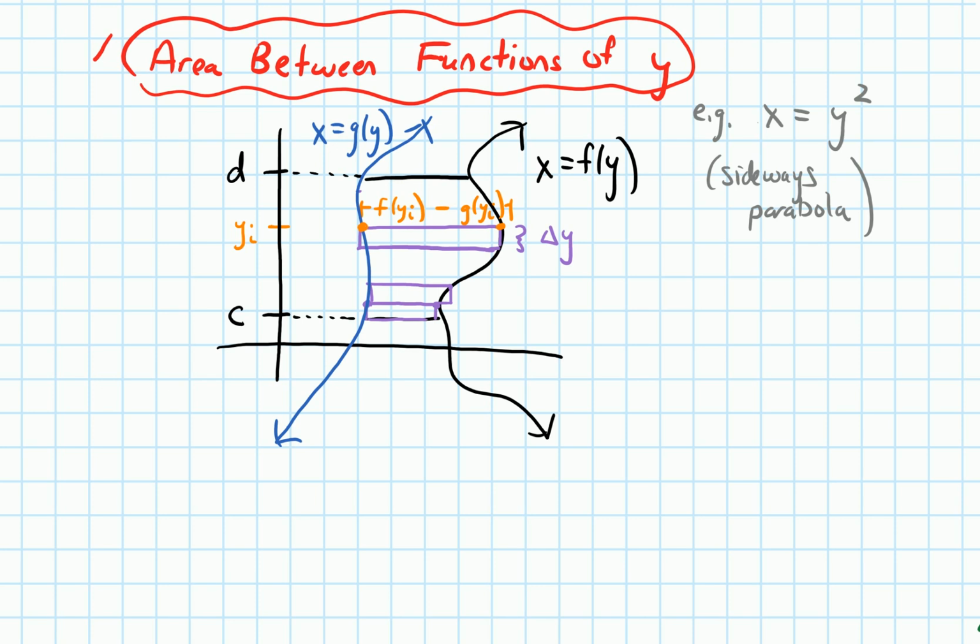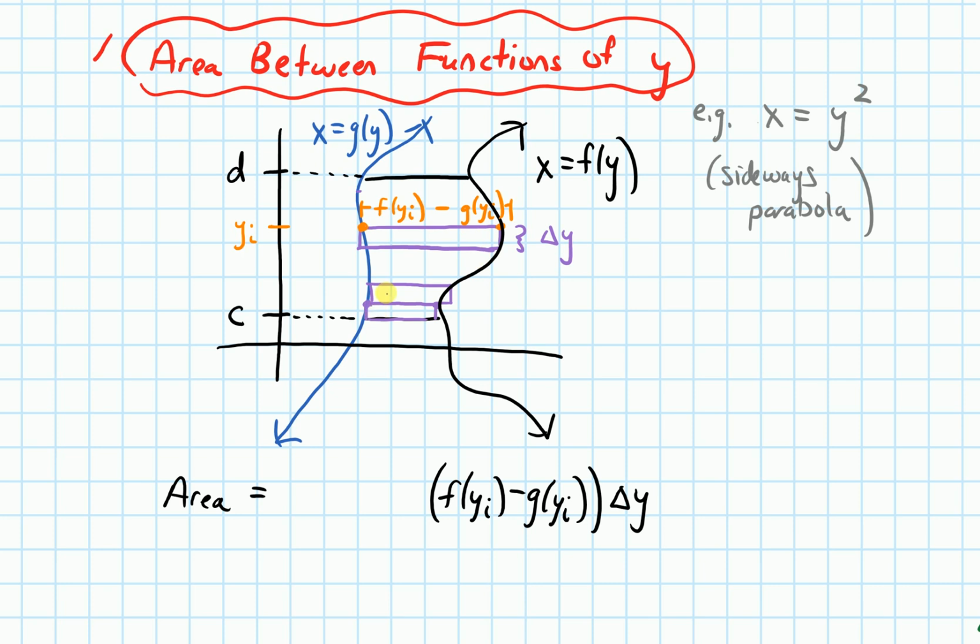Now we are ready to write down the area. I'll begin by writing the area of this arbitrary rectangle here, which is f of y sub i minus g of y sub i. That's the length. And then I multiply that by this height, delta y. And that would be the area of just one of those rectangles.